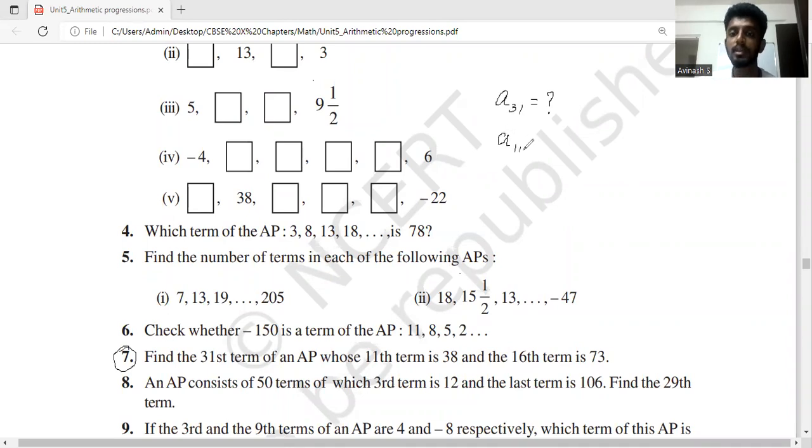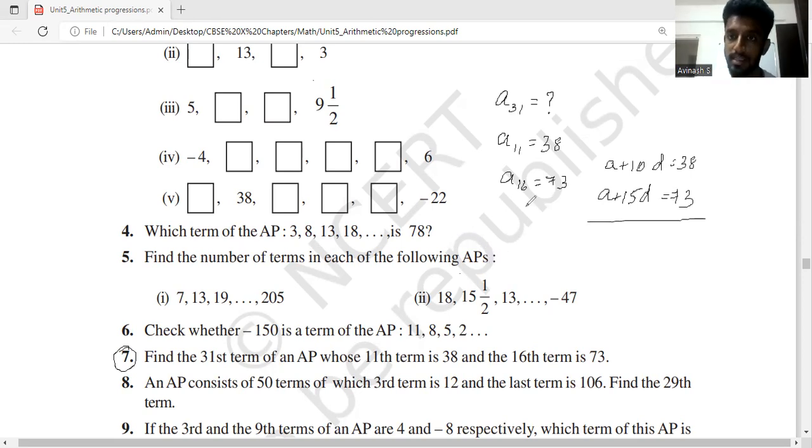11th term is given as 38, which means A11 is 38. And 16th term is given as 73, which is A16 is equal to 73. Now 11th term can be written as A plus 10D, which is 38. And 16th term can be written as A plus 15D, which is 73. So this is quite important. I repeat, we need to find the 31st term. 11th term is given as 38, the formula is A plus 10D, and 16th term is given as 73, the formula is A plus 15D.